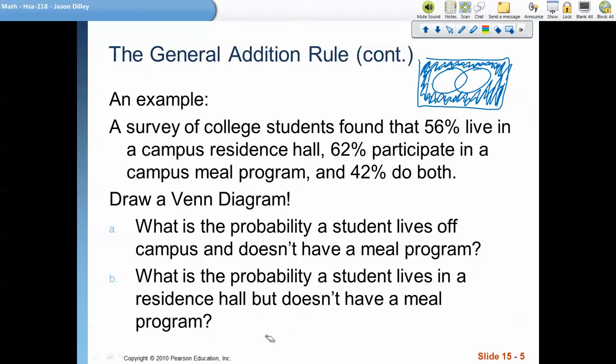What is the probability a student lives in a residence hall but doesn't have a meal program? Okay. Can you make the notation, draw a quick Venn diagram, find the probability? I'll give you like a minute and a half. You guys will do it all on your own. Make the notation, draw a Venn diagram, try to find the probability.